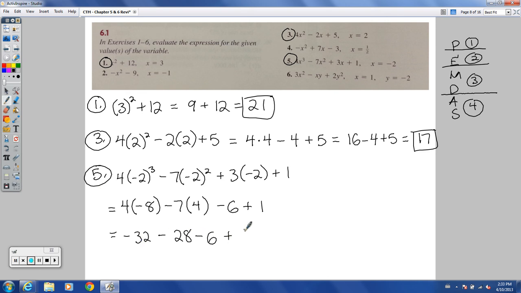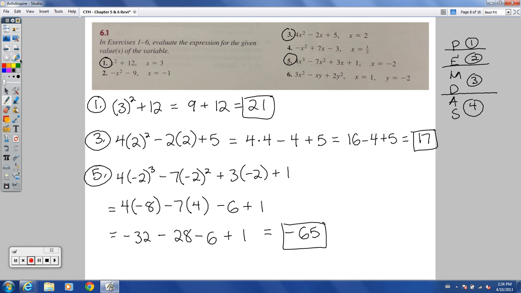Minus 6 plus 1. So now all addition and subtraction is left. That's all we got. Just move left to right. So this would be negative 60. Negative 60 minus 6 would be negative 66. And negative 66 plus 1 would be negative 65. You could write out intermediate steps in between there if that was helpful for you, but at least for me, that one was easy enough to think about in my head.